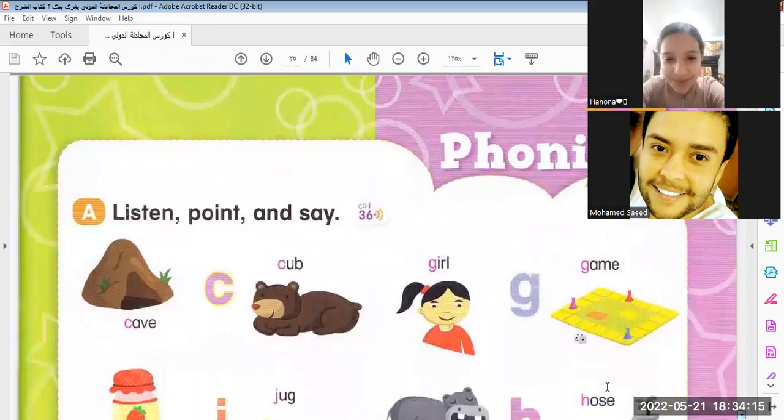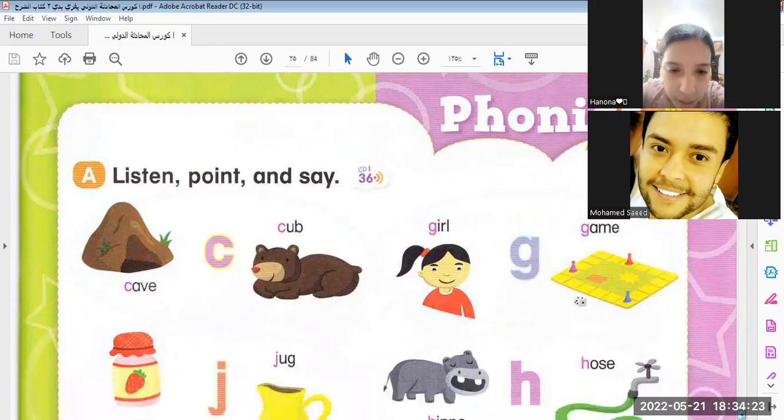Let's practice phonics. Review about phonics. Listen, point, and say. Can you read, Hannah, the first word? Cave. Long A. Number two? Cup. Short U.